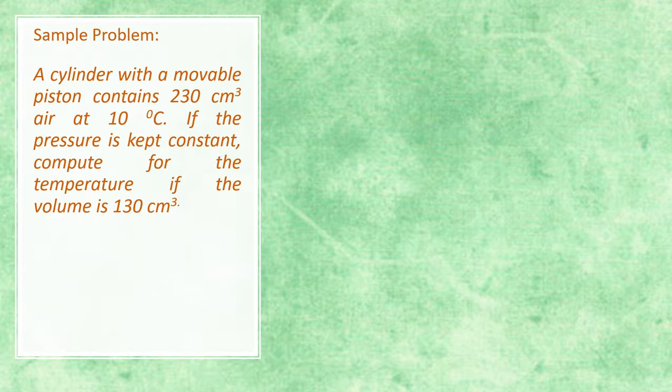For our next problem, maaari mo itong sagutan pagkatapos kong basahin ang ating word problem. A cylinder with a movable piston contains 230 cubic centimeter at 10 degrees Celsius. If the pressure is kept constant, compute for the temperature if the volume is 130 cubic centimeter. Learner, pwede mo munang i-post ang video na ito at pagkatapos magsagot, maaari mo nang panoorin ulit at malaman kung tama ba ang iyong sagot. Solution.